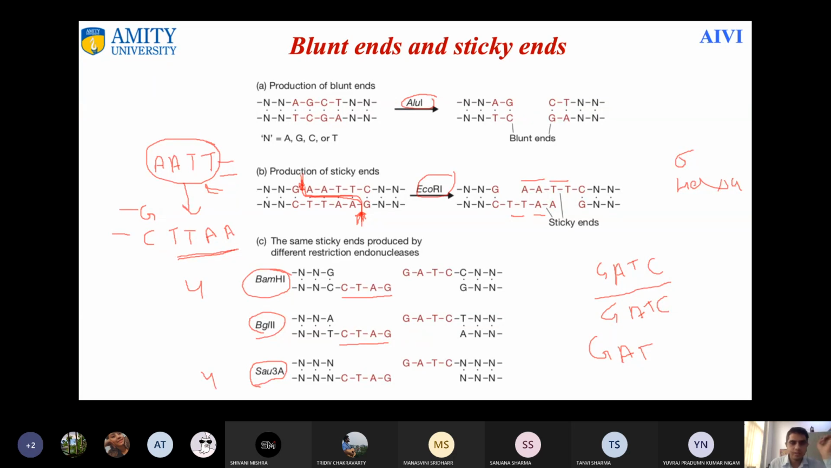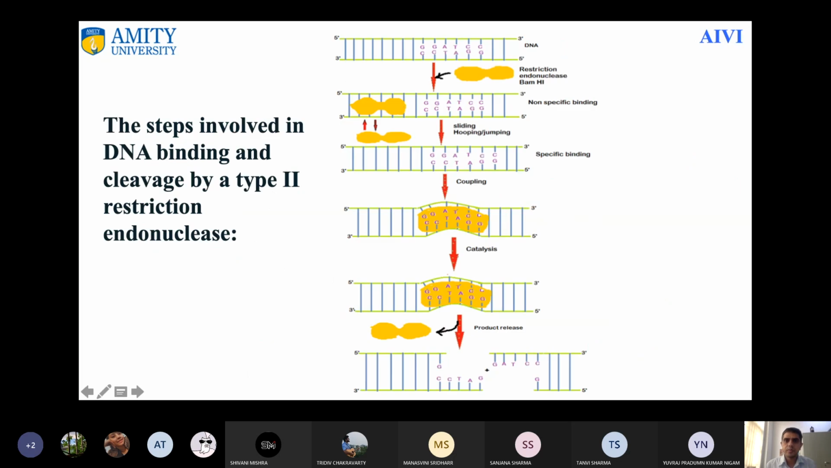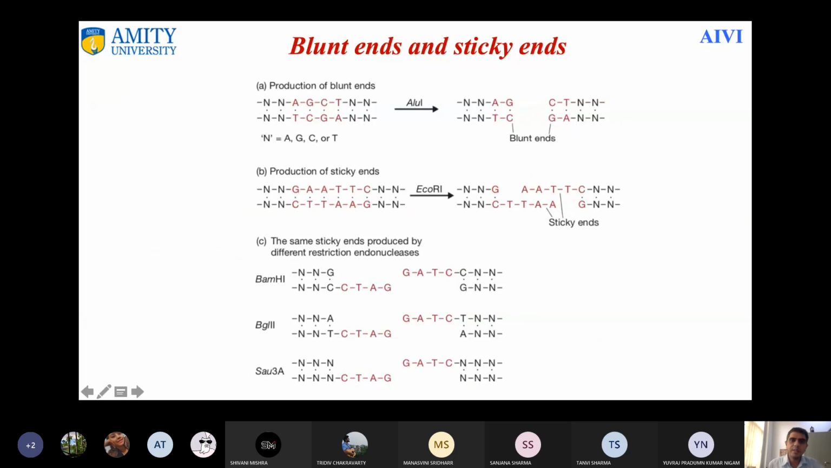Okay, one thing is that there are two types of cut your enzyme is going to produce. One is a blunt end cut. Blunt end cut means it is going to cut at the same location. Forget the name of the enzyme, forget the recognition sequences. Just remember that blunt means it is going to produce a cut in both strands at the same location. That is going to be a blunt end cut.